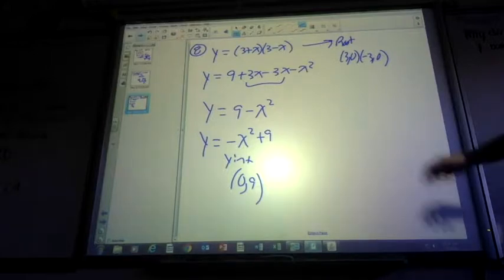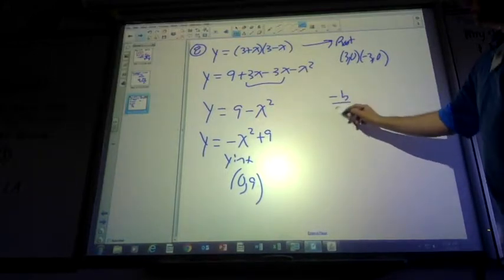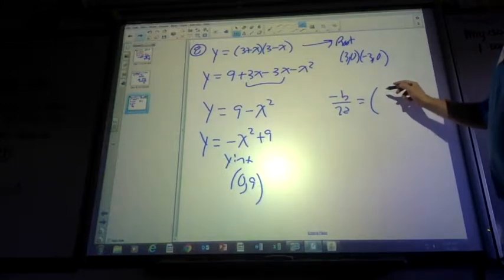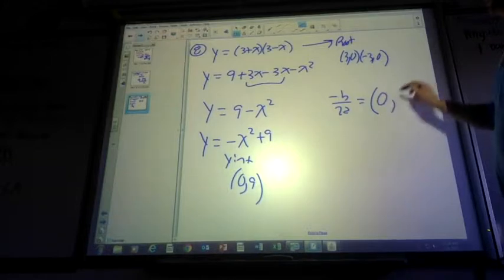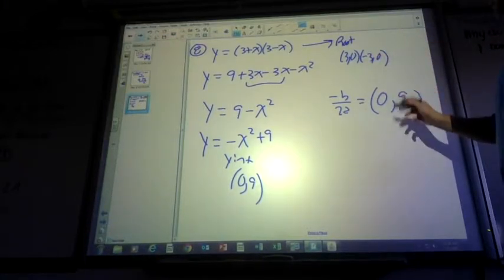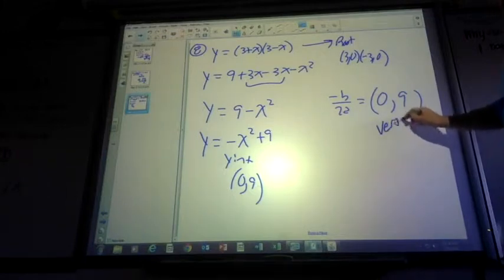And then my vertex, if I go negative b over 2a, do I have a b value? B goes along with an x. I don't have an x, do I? So it's got to be 0. So if I plug 0 back in, I get (0, 9). And that's what my vertex is going to be. Cool?